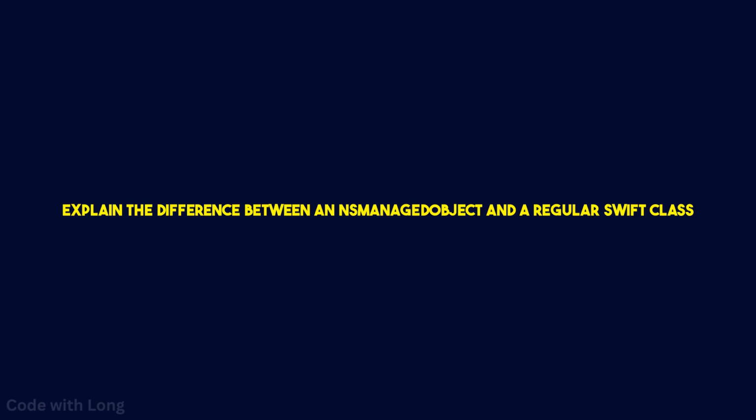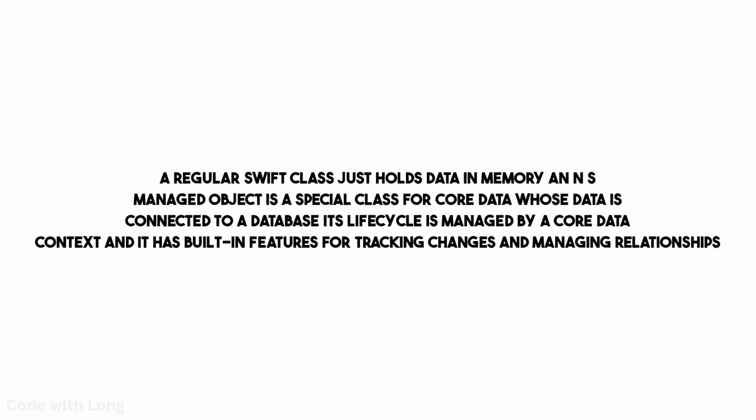Explain the difference between an NSManagedObject and a regular Swift class. A regular Swift class just holds data in memory. An NSManagedObject is a special class for Core Data whose data is connected to a database. Its lifecycle is managed by a Core Data context, and it has built-in features for tracking changes and managing relationships.